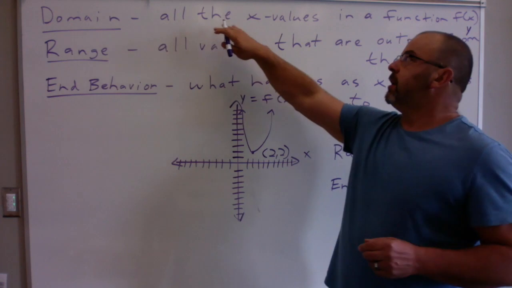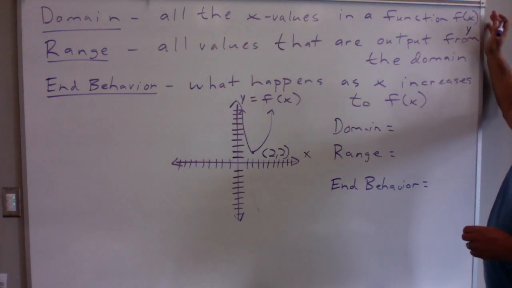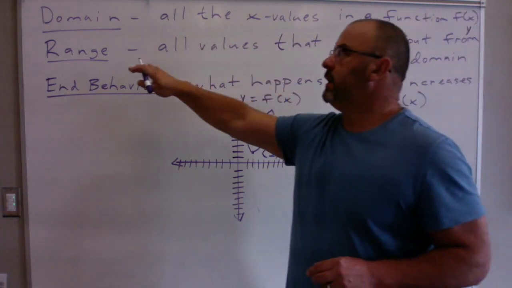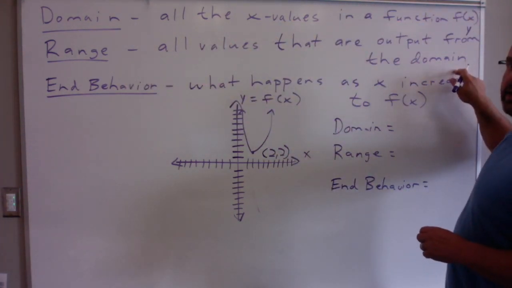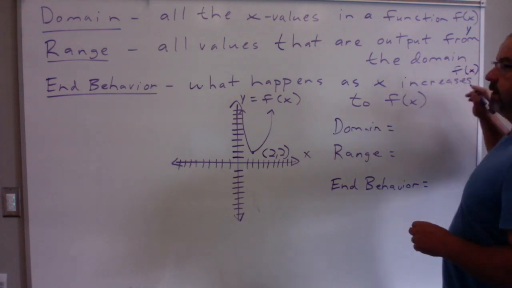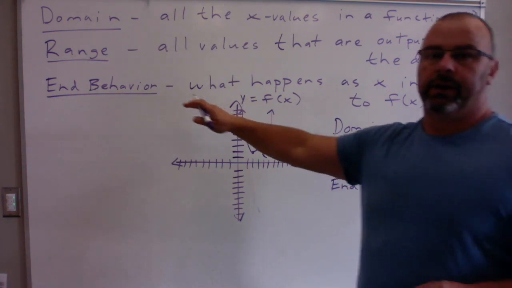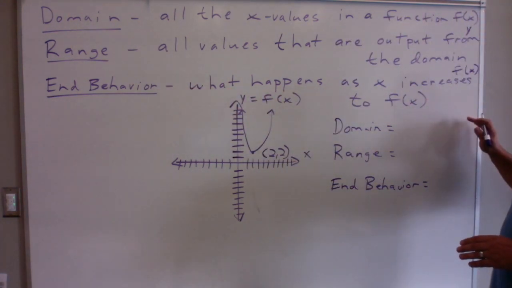So the domain is all the x values in a function f of x. Okay? The range is all values that are output from the domain. And another name we use for the range is f of x. And the end behavior is what happens as x increases to f of x.